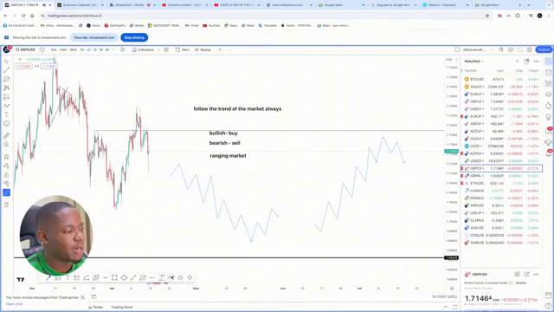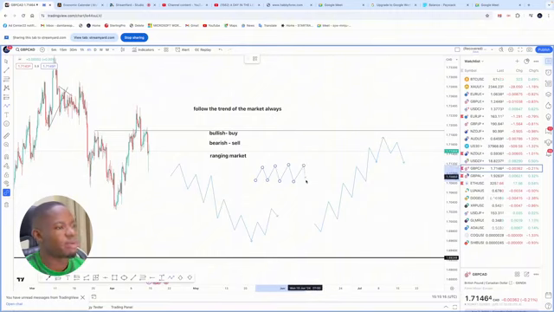So how does a ranging market look like? A ranging market looks like something like this, right? It's just roaming between the highs and lows. It's just moving from there. It is not going up, it is not coming down. So it's just fluctuating from this high to this low. It's going up from the low, it's going up from the high. Do you understand? That's what a ranging market looks like.